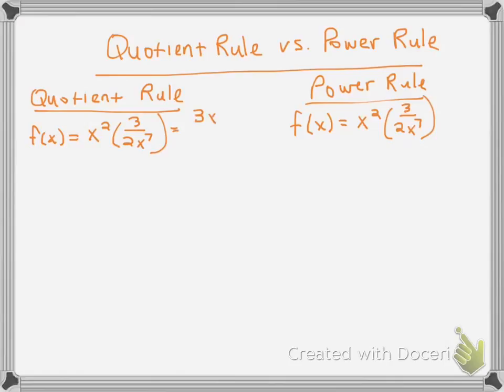All right, so what I'm going to start doing is rewrite this first. I'm going to rewrite it as 3x squared all over 2x to the 7th. That x squared gets multiplied to the top of my fraction. All right, that is what I'm going to use my quotient rule with.